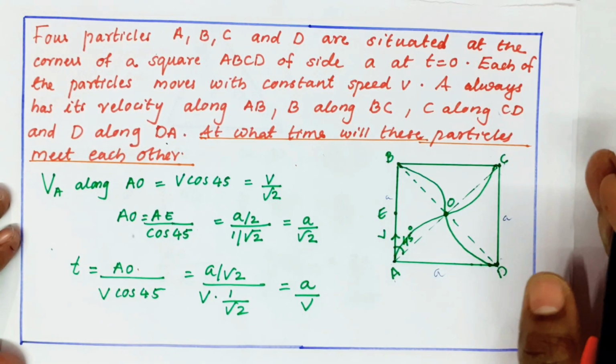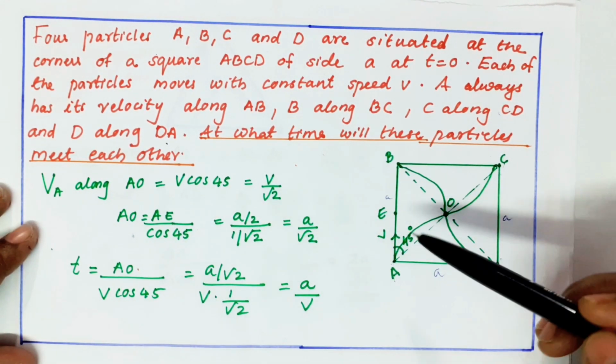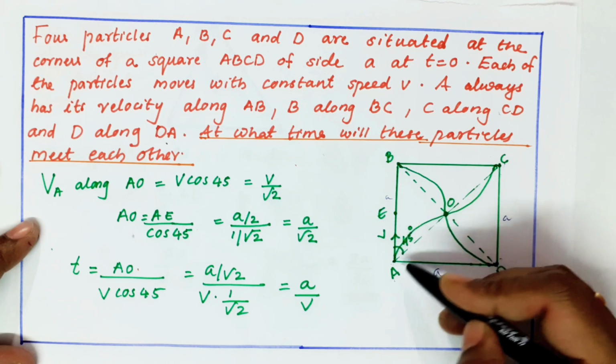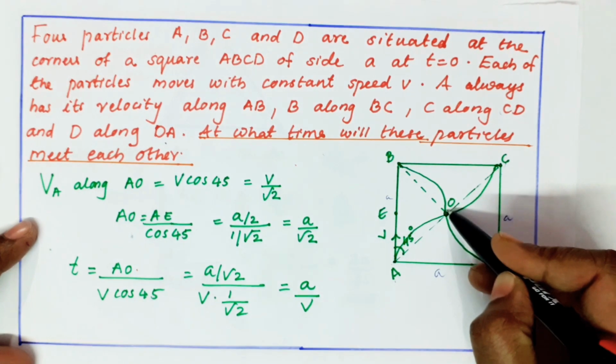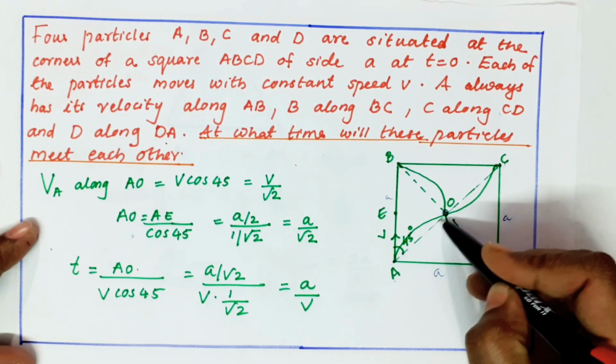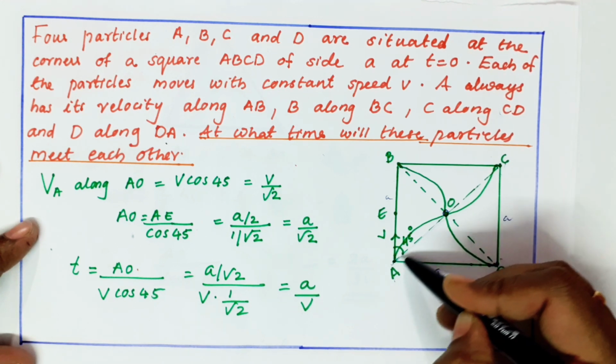So how we are doing this question is, we are taking here the velocity. If they want to intersect at the point O, I need to calculate what is the velocity along this direction.